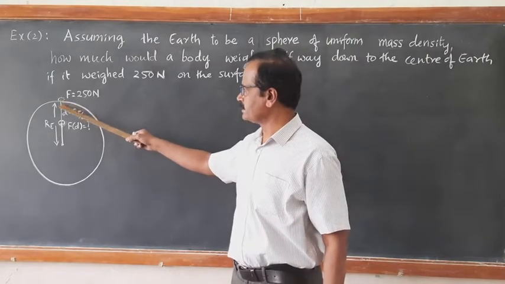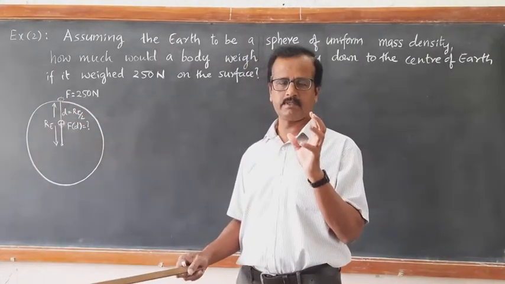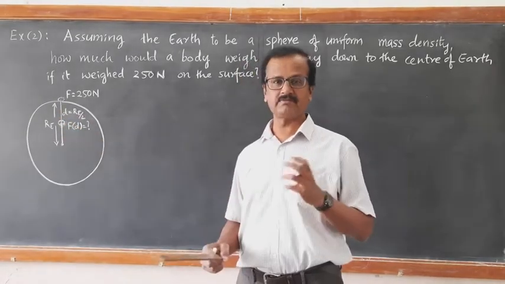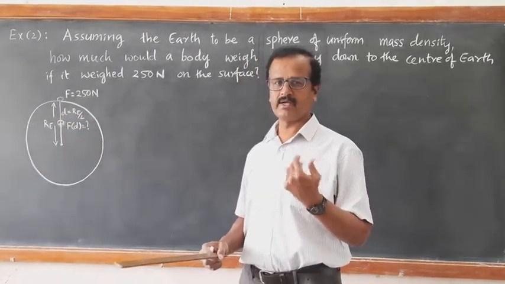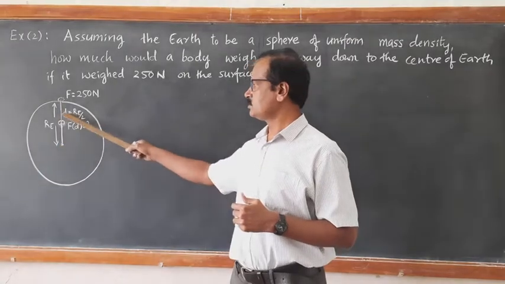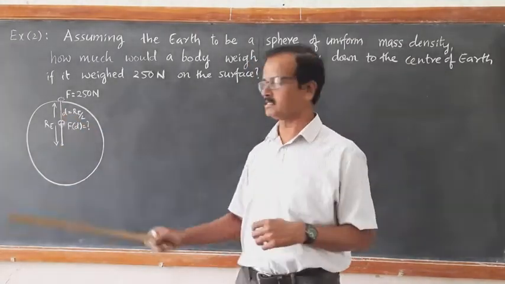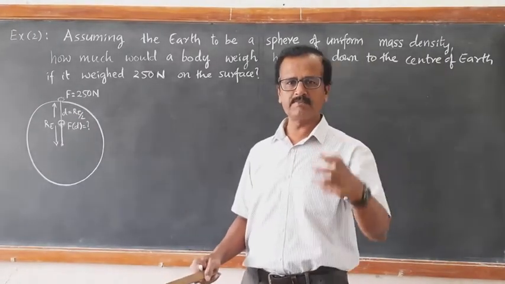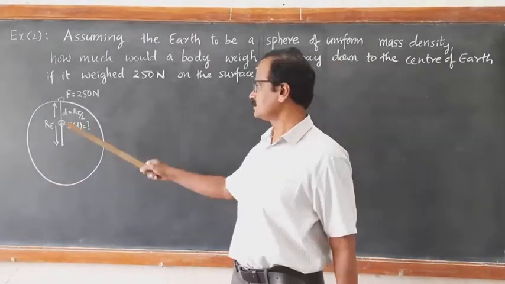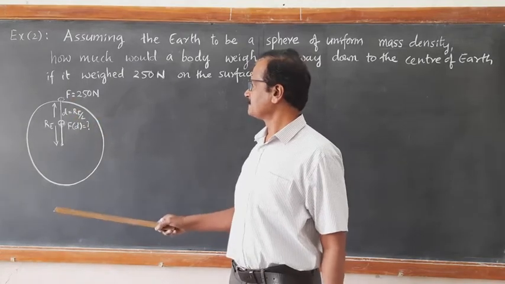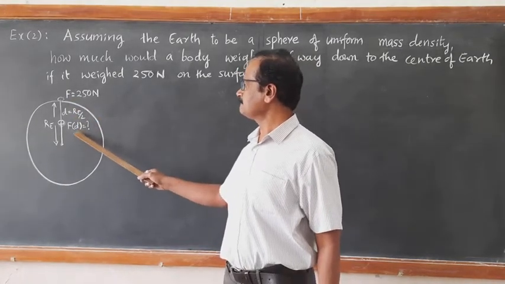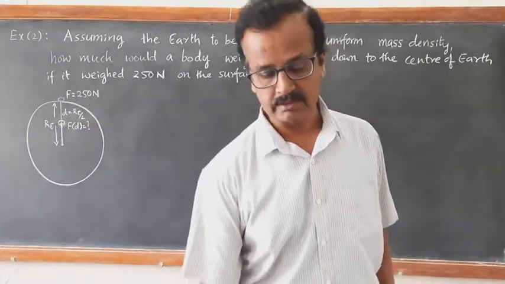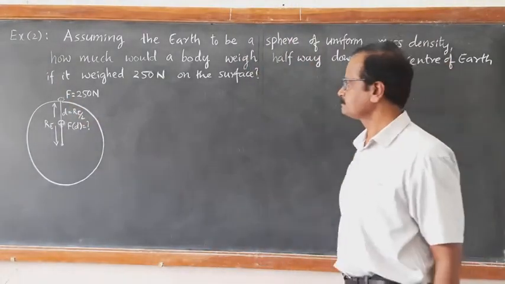Its weight is 250 Newton. If this body is taken down to a depth of half of the radius of the earth, d equal to Re by 2, consider there is a mine whose depth is half of the radius of the earth. What would be its weight at that point?